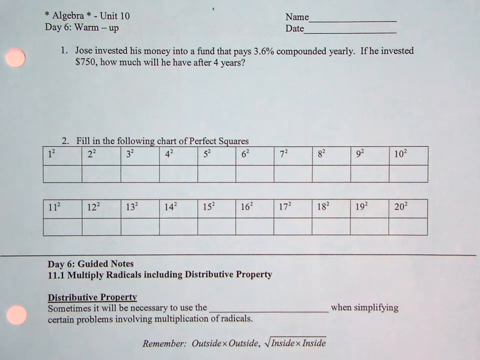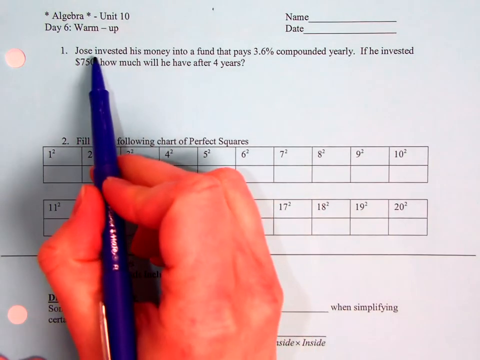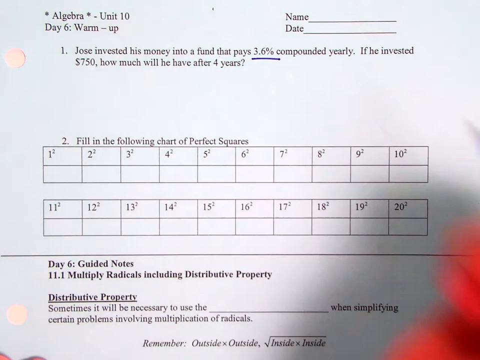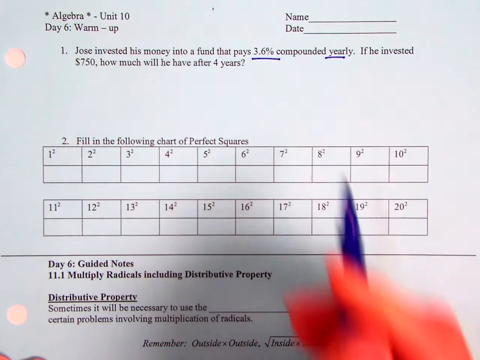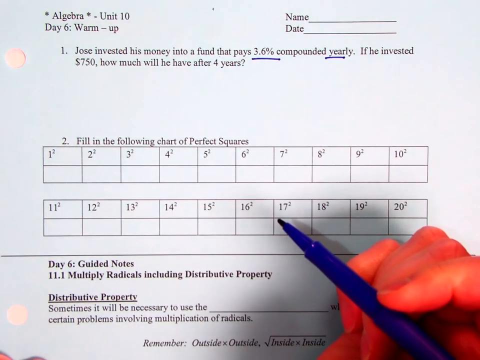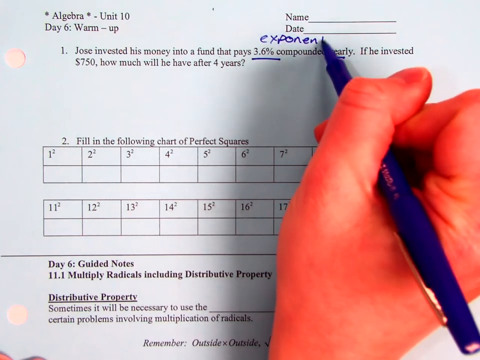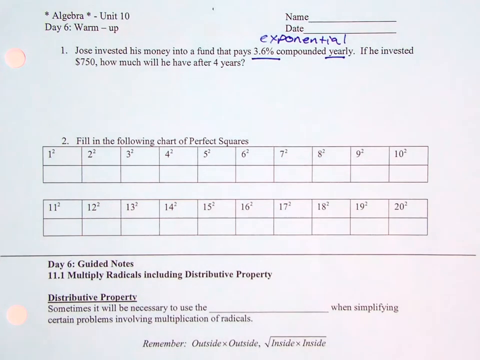All right, so number one from this warm-up is a review from the previous unit. We know this because they start talking about Jose investing his money in a fund that pays 3.6% compounded yearly. As soon as I see that 3.6%, I should immediately start thinking about the fact that this is an exponential problem. Okay, so since it's exponential, we need to think, is it exponential growth or is it exponential decay?